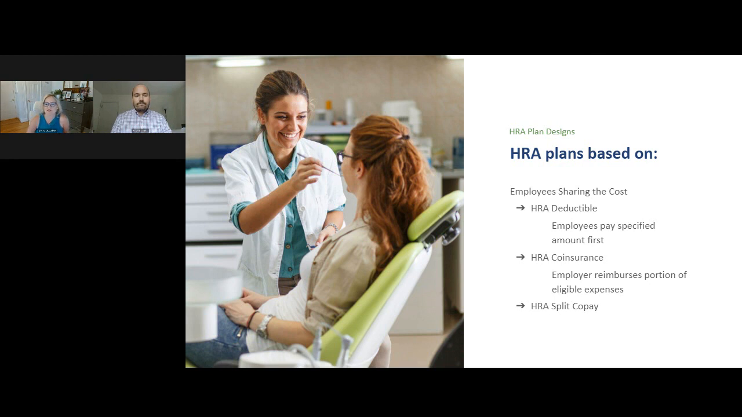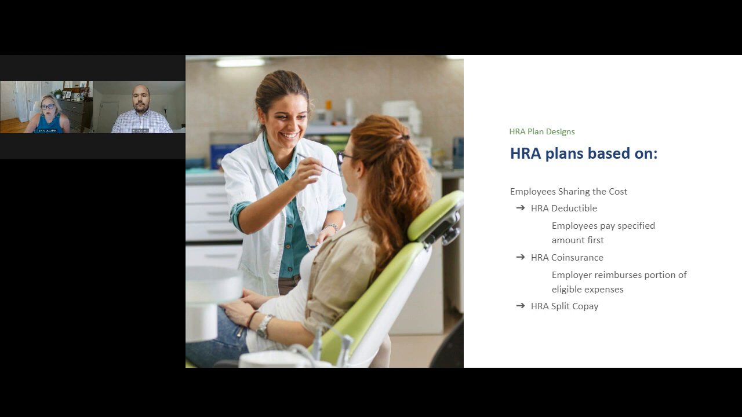So HRA plan design, another way that some employers may want to design a plan is based on employees sharing some of the costs. Now, this motivates employees to make more informed consumer choices about their healthcare expenses, since they have some skin in the game. How are employers implementing this? With HRA deductible design, employees are required to pay out of pocket a certain amount, or a deductible, before the benefit kicks in. With the HRA coinsurance design, the employer reimburses a portion of all eligible medical expenses. For example, the employer might pay 80% of the cost of prescription medications, while the employee pays 20%.